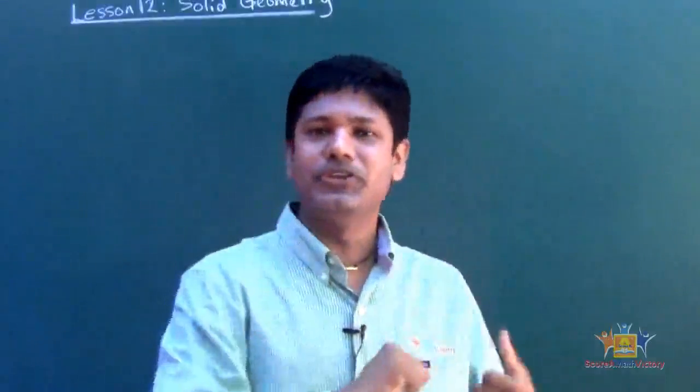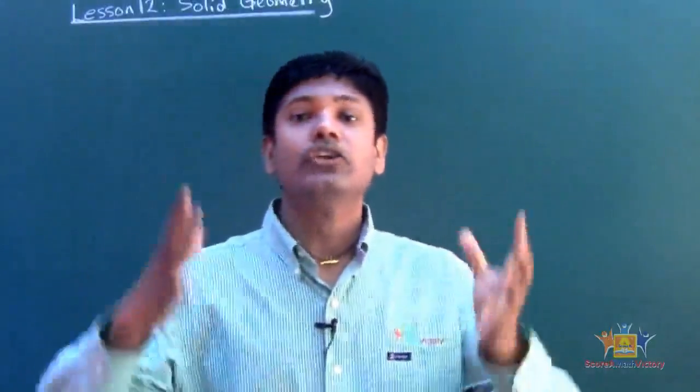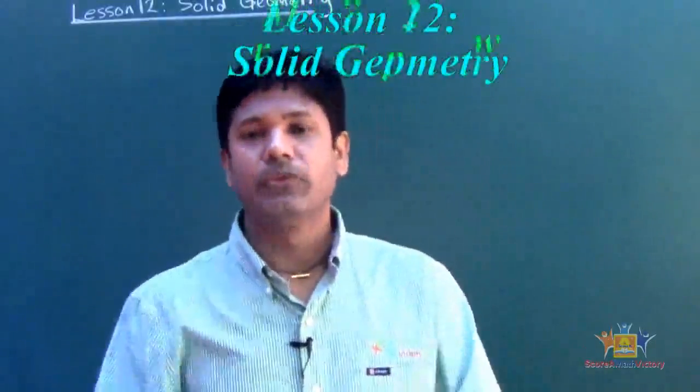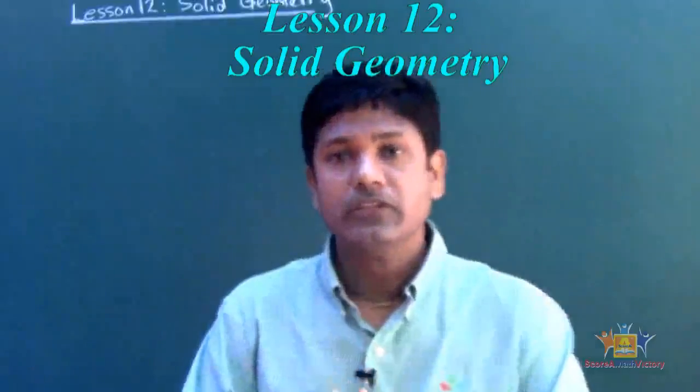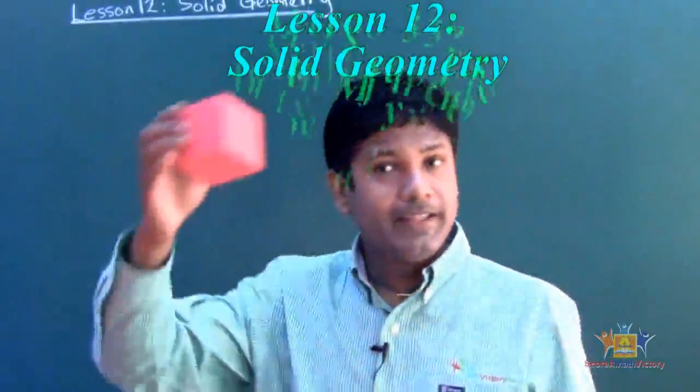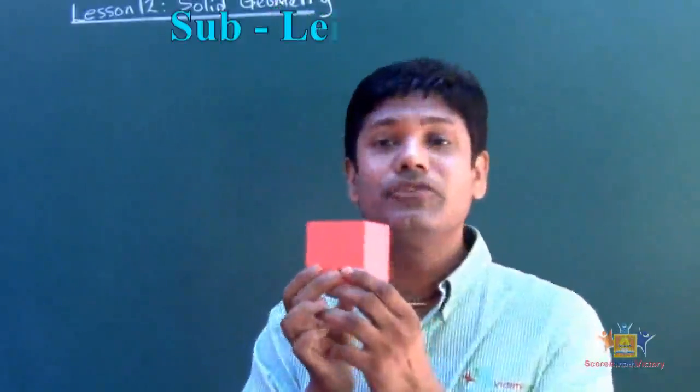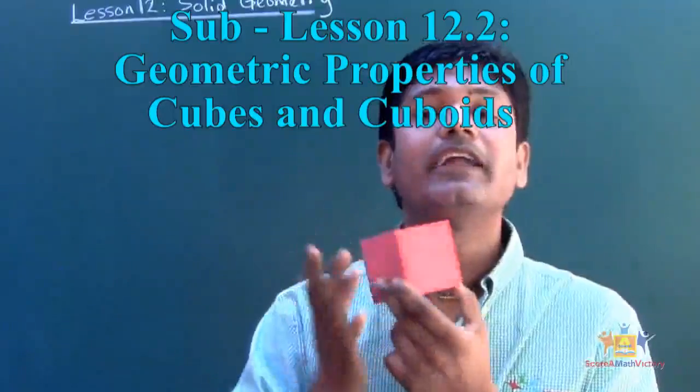Well, let's continue at the board and talk about solid geometry, okay? So we're going to talk about some of the figures. The first figure we're going to talk about is, let's start with a cube. This is called a cube. Why is it a cube? Because all the sides are the same.